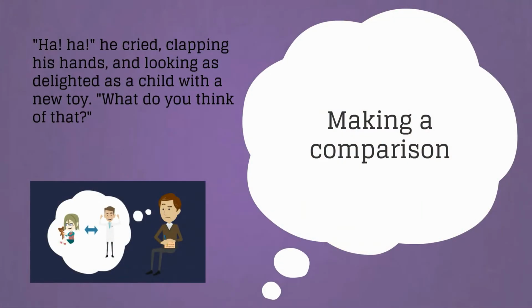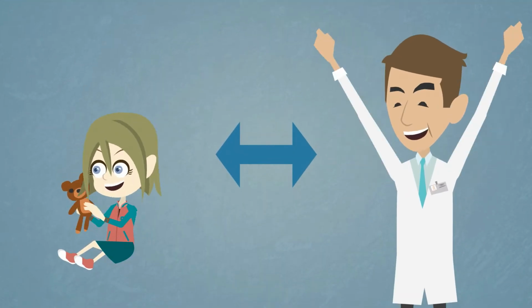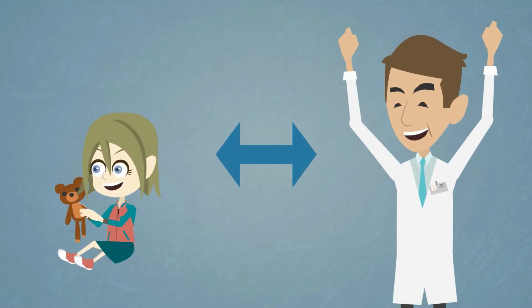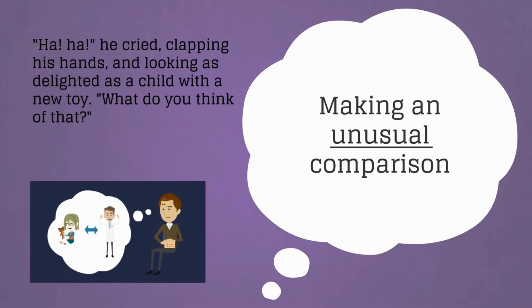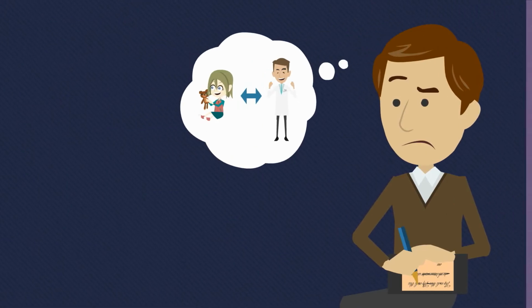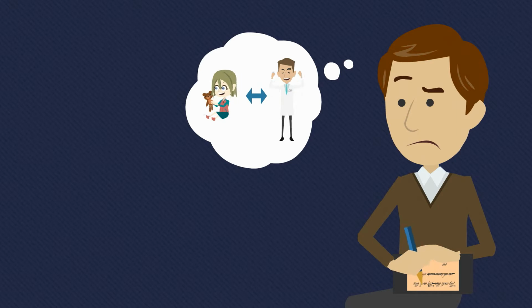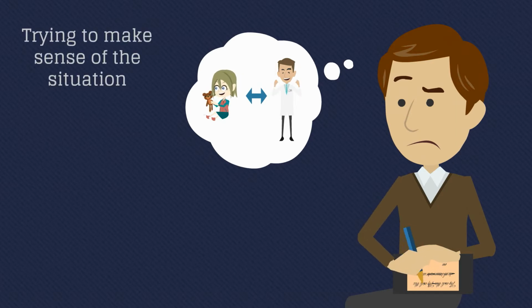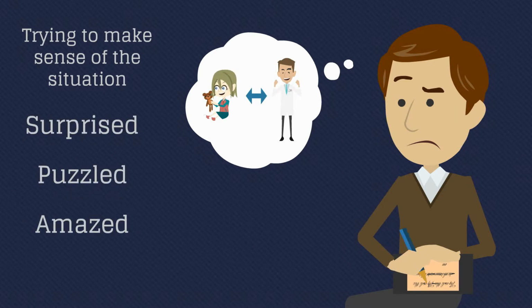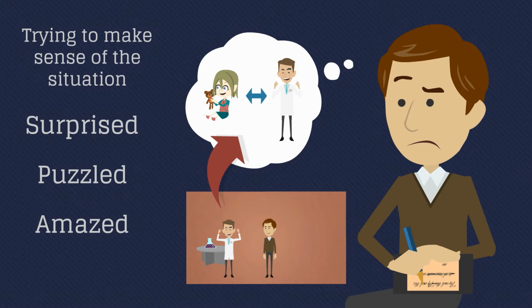Secondly, let's not forget that it's an unusual comparison to make. You don't normally expect adults to behave in this way. So we can see Watson making an unusual comparison. Recognizing this is the key to this reading skill. In this case, we might decide that Watson sounds as if he is trying to make sense of the situation, as if he is surprised, puzzled, or even amazed. After all, he has been confronted with an extraordinary companion.